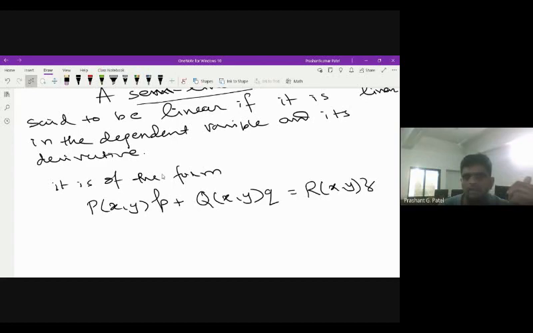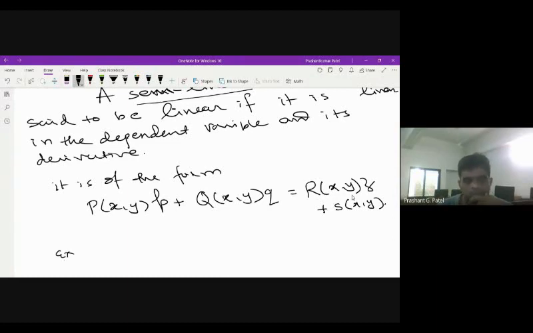So in semi-linear, the coefficient will not contain this, plus you have here S of xy, plus some function of xy there. So it is of this form.